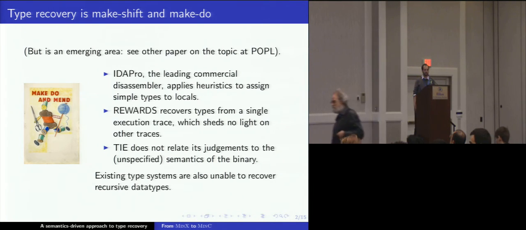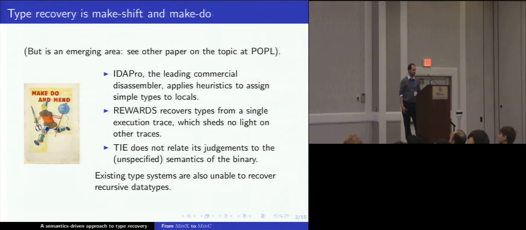There's a piece of work called REWARDS, which is a dynamic analysis and is able to recover types from a single execution trace, but it has a coverage issue because it says nothing about other traces. And there's some other work called TIE, which is more systematic, but it doesn't relate its judgments to the semantics of the binary. And these pieces of work are also unable to deal with recursive types.